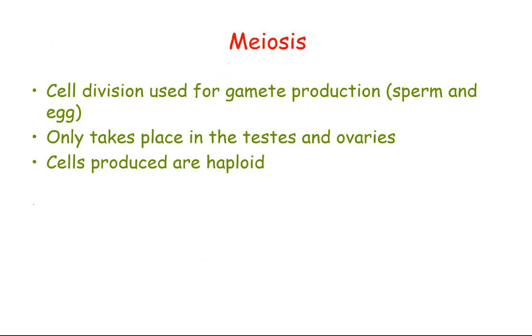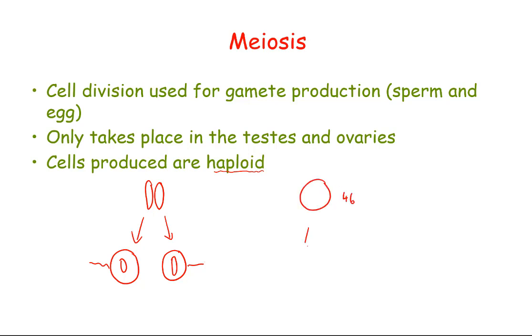Other bits we need to remember about is meiosis. So meiosis was cell division used for gamete production. It only takes place in the testes and ovaries, and the cells that are produced are haploid. Now that's going to be important in this example because if we have got a homologous pair of chromosomes, it basically means that only one chromosome from each homologous pair can go into each gamete. So that's going to be really important later on. Now what I mean by that is we start with cells which have 46 chromosomes and then we produce the haploid gametes which have 23 chromosomes each.